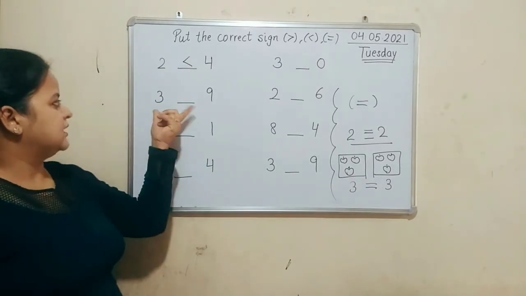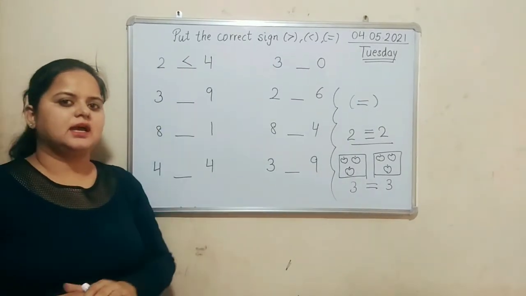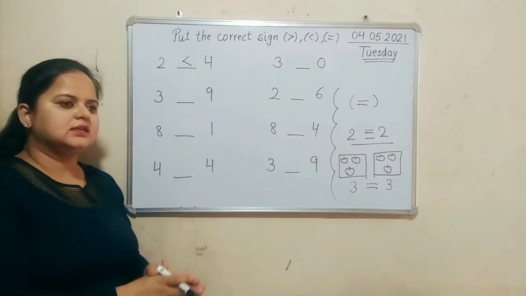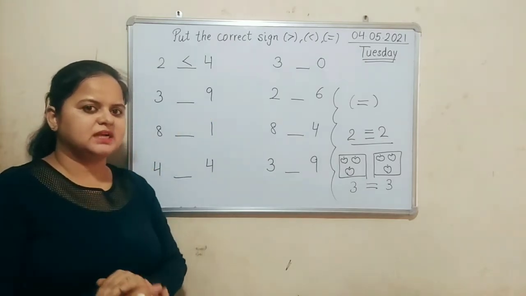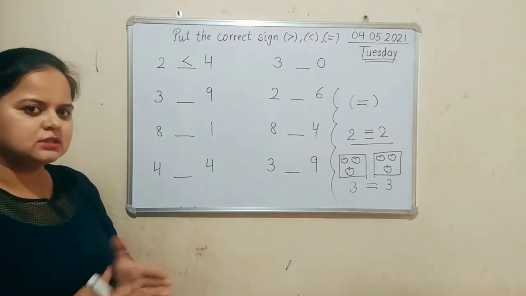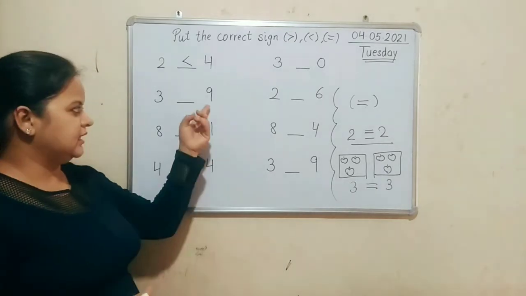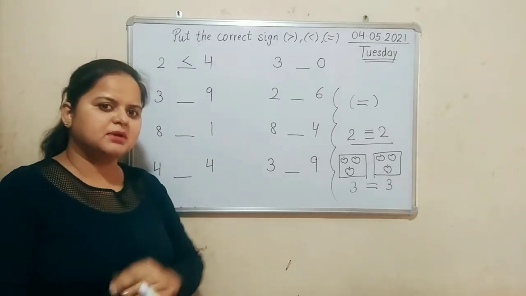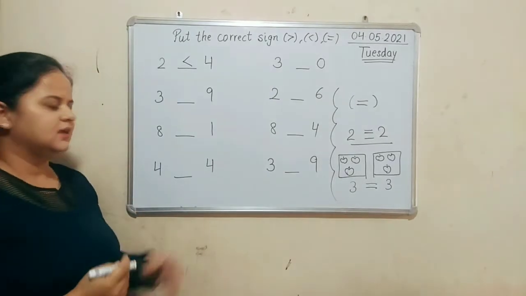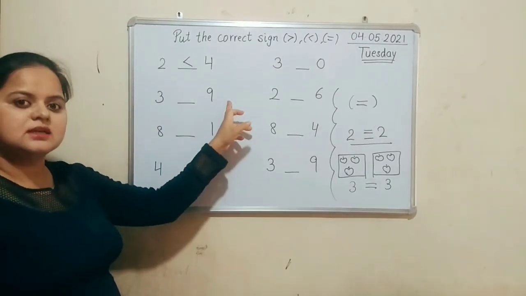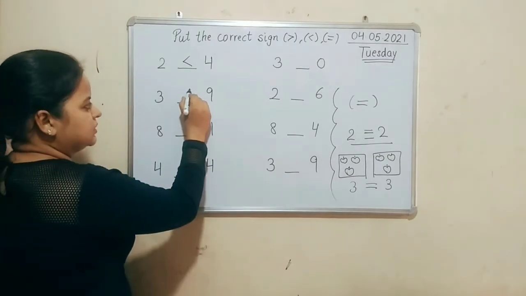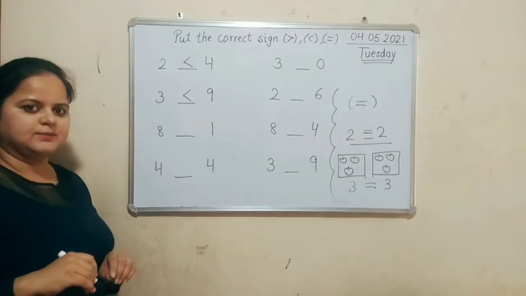Okay. Next is 3 and 9. Which number shows more objects? 9 or 3? Which number is more and which is less? 9 is more than 3. So again, 9 is the greater number. So we will put the sign like this again.